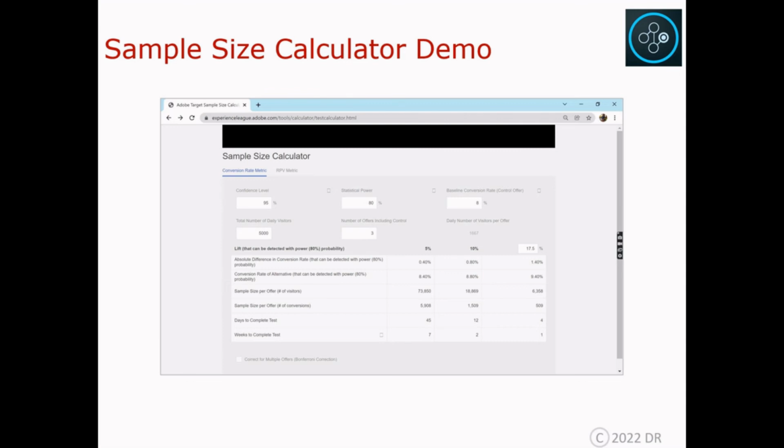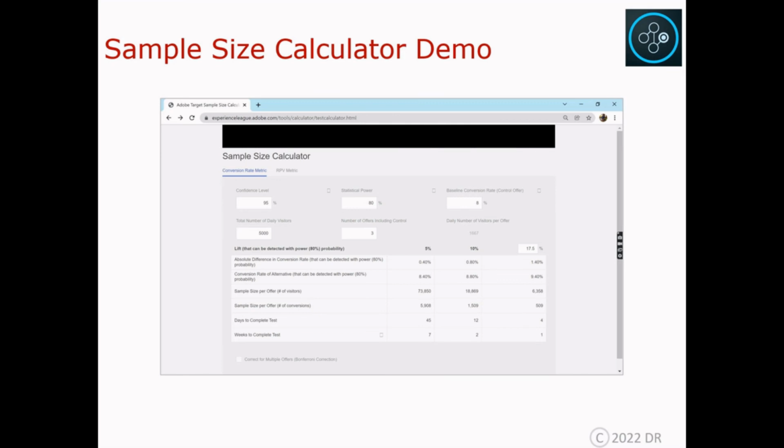So we had the sample size of 5,000. So I've plugged in that, and the number of offers, as you can see, is 3 here. The baseline conversion rate is 8%. As you can see, for a 10% lift, it's showing that it will require 2 weeks to complete the test. And the conversion rate it is showing for the alternative that can be detected with 80% probability is 8.8%. And again, for a 5% lift, you can see it's 8.4%, right? And then you also have the sample size per offer that you need to have, right?